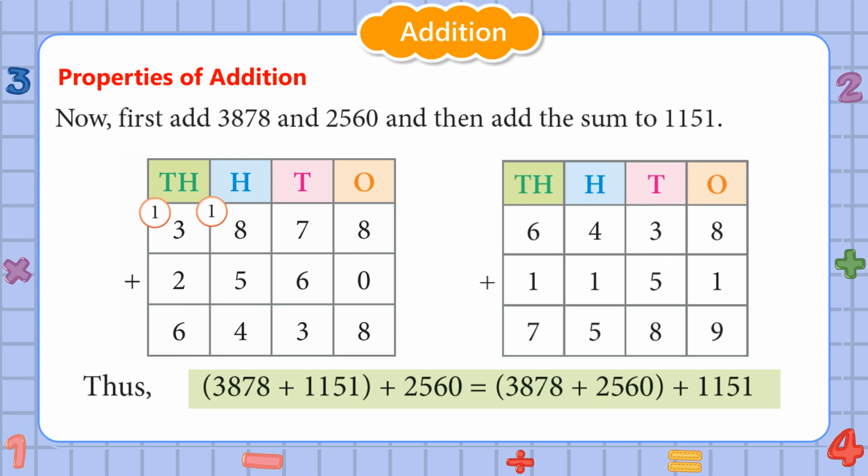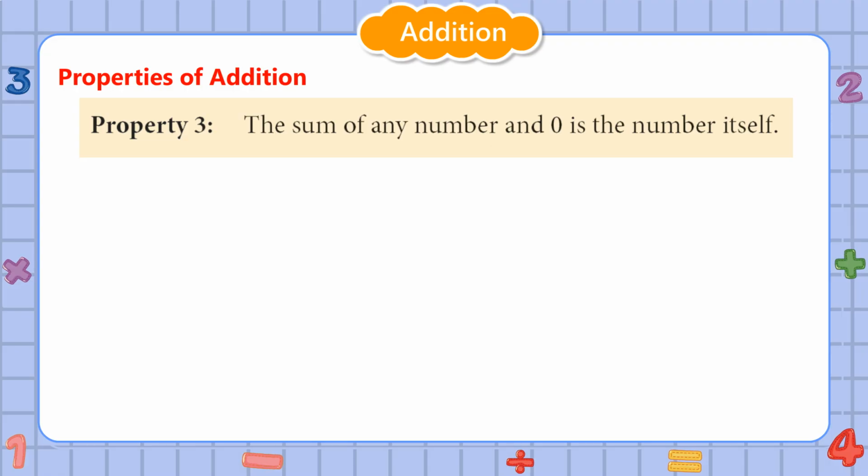Thus, 3,878 plus 1,151 plus 2,560 is equal to 3,878 plus 2,560 plus 1,151. Property 3. The sum of any number and 0 is the number itself.